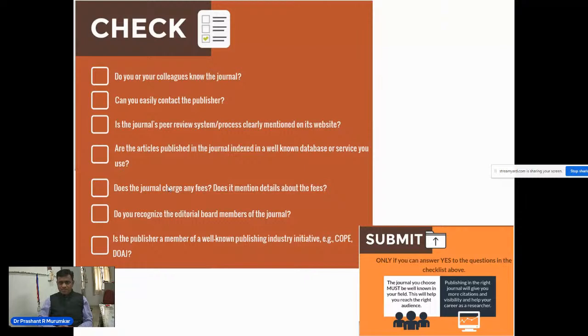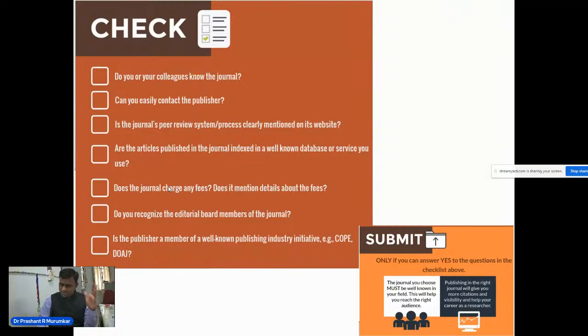Again, does the journal charge any fees? Does it mention details about the fees? There are certain processing fees. I told you that there are open access journals which are charging heavily, but they ask who is the funder for that, whether government funding is available, because an individual researcher cannot pay this much amount. So whether it is open access or a subscription journal, if it is a subscription journal, you do not need to pay a single rupee for that.